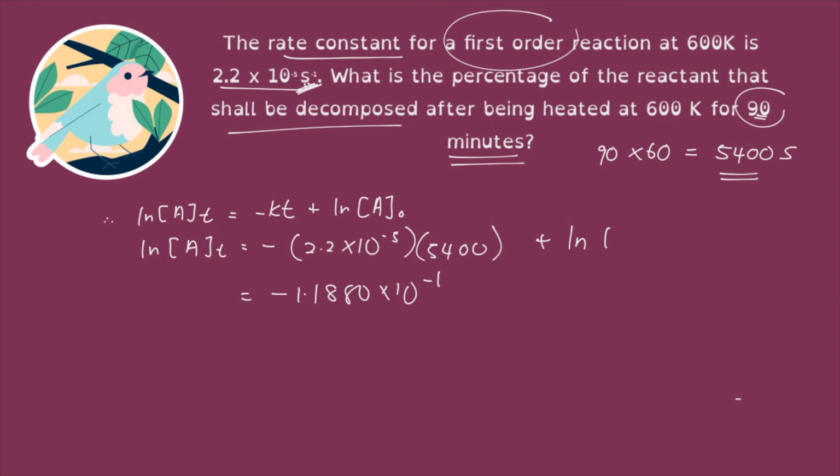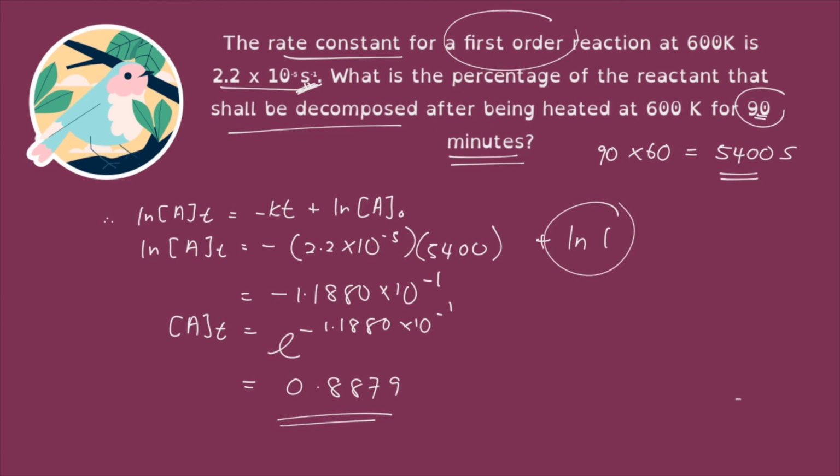We do not want ln AT, we just want the final concentration. So AT is equivalent to e to the power of negative 1.1880 times 10 to the power of negative 1. So you shall get 0.8879. Okay, this is the concentration. When we do this, we assume that initially it is at 100%, so 100 divided by 100 is equivalent to 1. So initially we have 1, and then after 90 minutes, this is what's left.